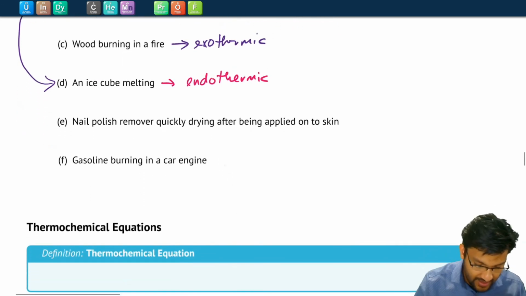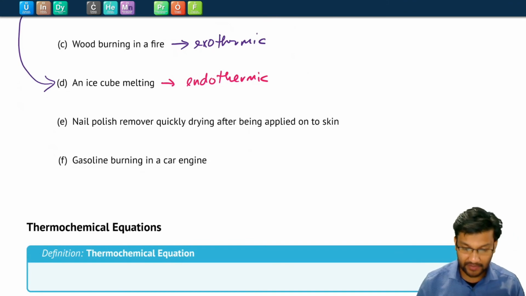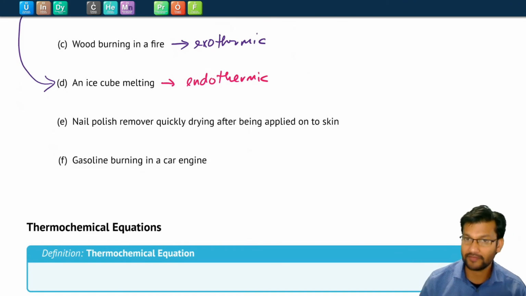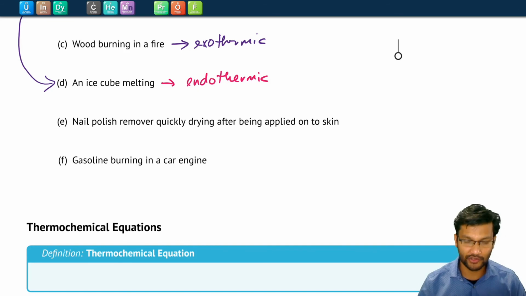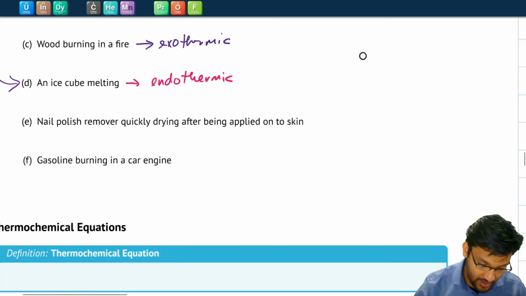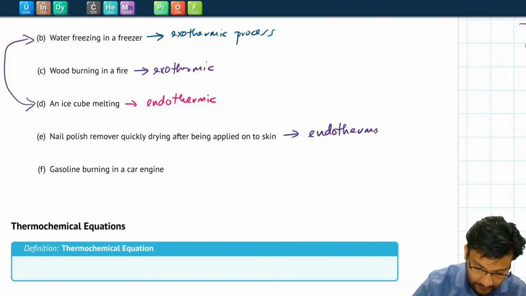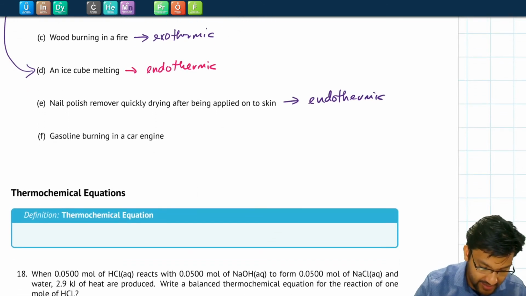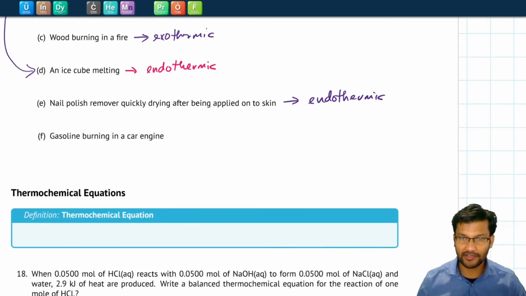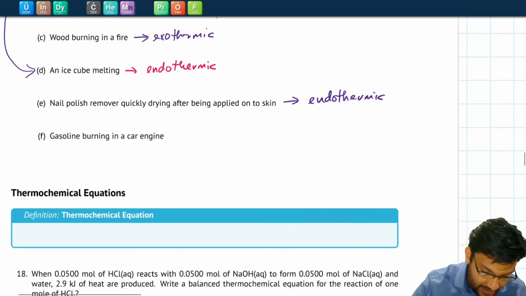Nail polish remover quickly drying after being applied to skin. Some of you might have tried this out. Same as adding rubbing alcohol onto your skin. You notice that as it evaporates, as it dries, it cools your skin down, meaning that this is an endothermic process. And finally, gasoline burning in a car engine. The gas burns, releases heat energy, drives the piston, all that good stuff. This is all an exothermic process.